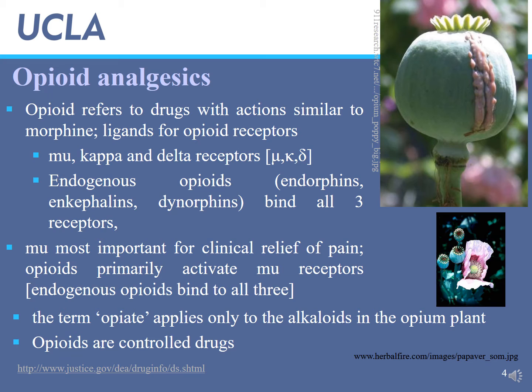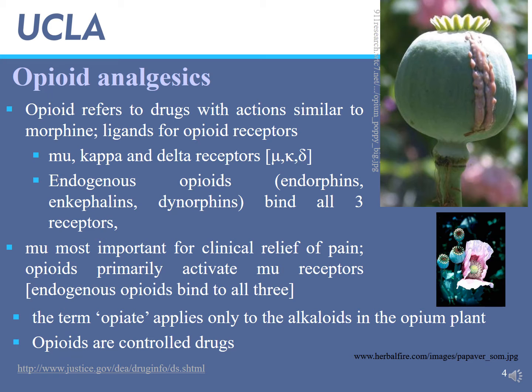So the opioid analgesics. Opioid refers to a drug with action similar to morphine, and they are ligands for the opioid receptors, and there are three types of opioid receptors. You have the mu, the kappa, and the delta receptors. The endogenous opioids, the ones that our body produces, are the endorphin, the enkephalin, and the dynorphin, and they bind to all three receptors. In terms of clinical relief of pain, the mu receptors are the most important, and the opioid drugs are primarily activating the mu receptors.